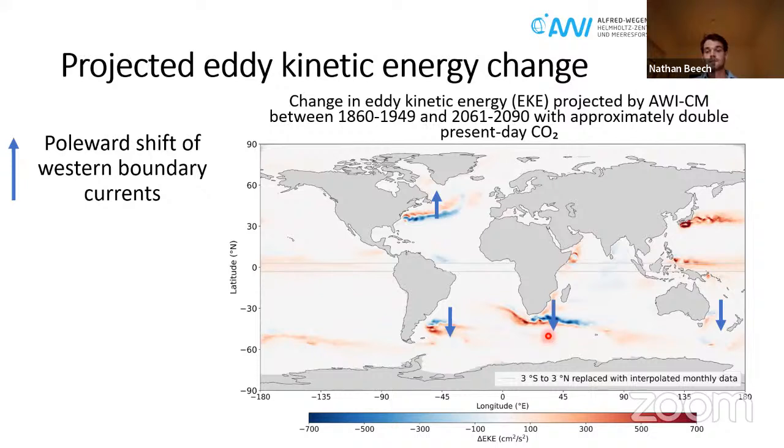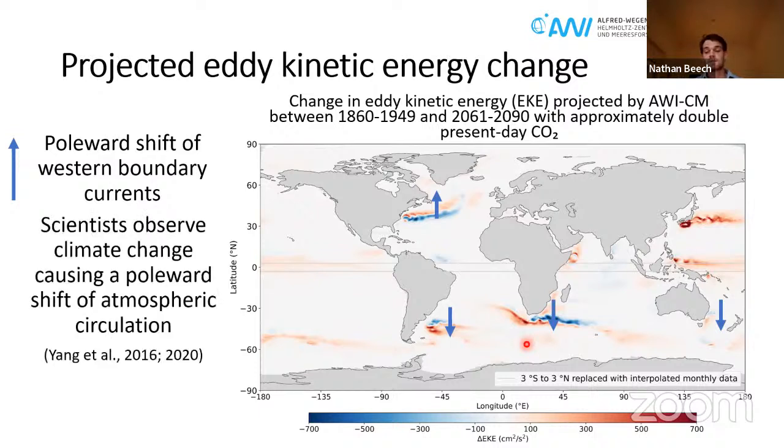One is that the eddy activity along many of our major ocean currents, western boundary currents, seems to be shifting poleward. So if there's blue closer to the equator and red closer to the poles, then we have eddy activity shifting poleward. And that's interesting because it's something that's already been observed and something that's been predicted in the context of climate change by other scientists, in fact, some other scientists at the AWI.